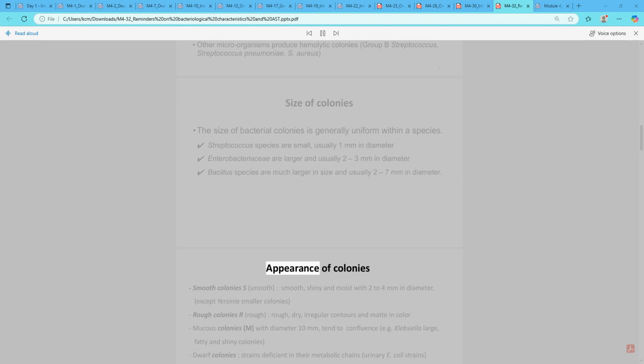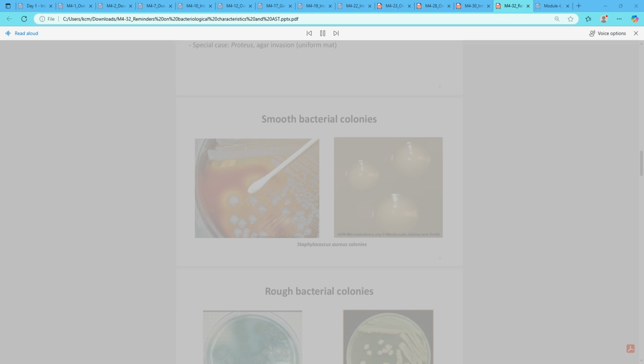Appearance of colonies. Smooth colonies (S) are smooth, shiny, and moist, with 2 to 4 millimeters in diameter, except Yersinia, which has smaller colonies. Rough colonies are rough, dry, with irregular contours, and matte in color. Mucoid colonies (M), with a diameter of 10 millimeters, tend to confluence, e.g. Klebsiella. Large, fatty, and shiny colonies. Dwarf colonies are strains deficient in their metabolic chains, e.g. urinary E. coli strains. A special case is Proteus: agar invasion, uniform mat.